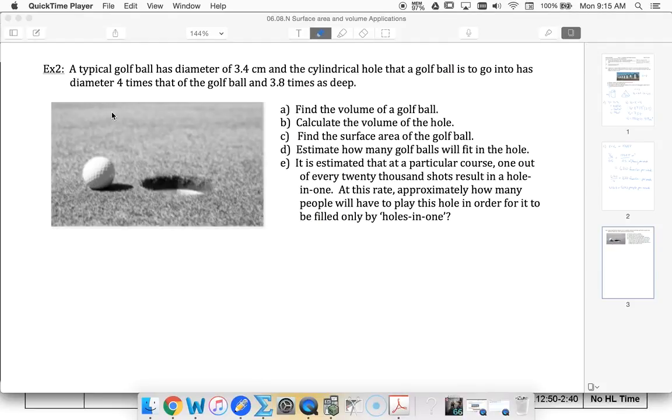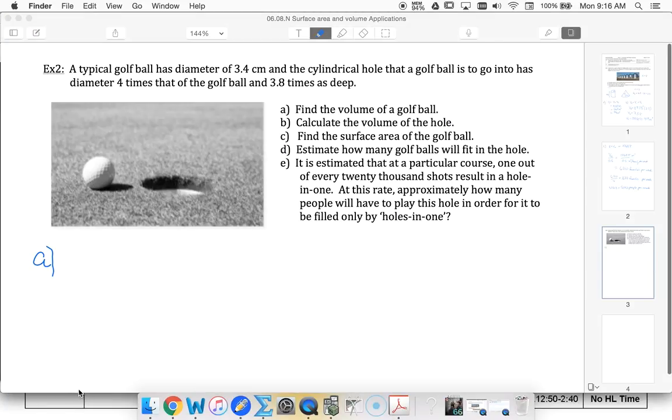Okay, so now we're looking at a golf ball, and that means we're looking at a sphere. We're going to ignore all the little dimples in the golf ball because we don't have any information about those. So we've got a sphere and we have a cylinder. So let's start with finding the volume of a golf ball.